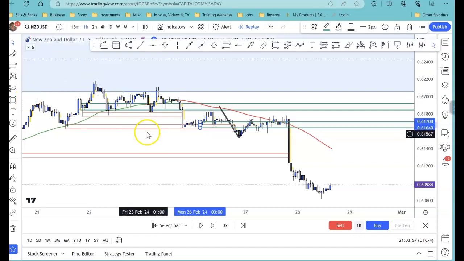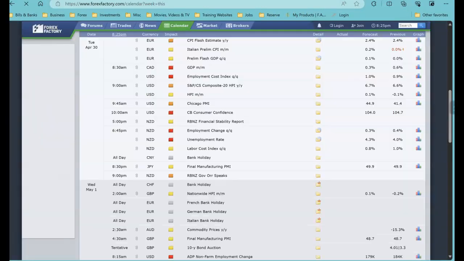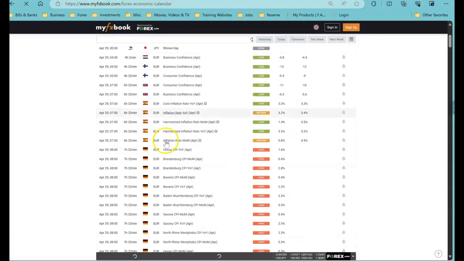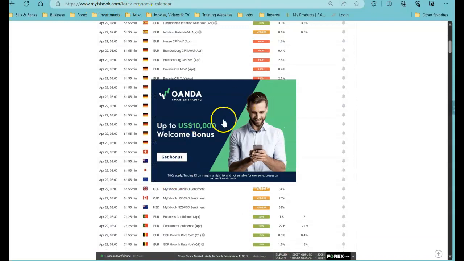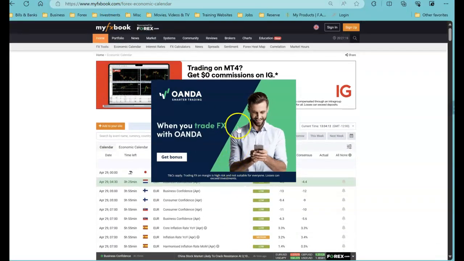And for those who like to trade with news or use that as a part of your trading plan, you can go to Forex Factory and look for red and orange folders, or you can use my Forex book to identify high impact versus low impact pairs that are going to be trading.